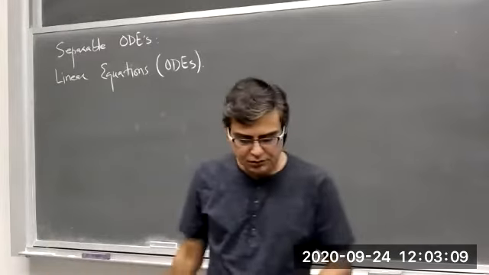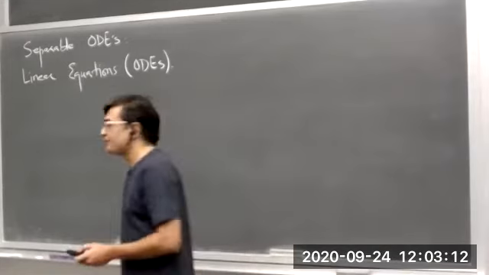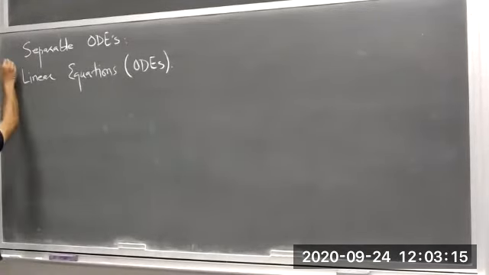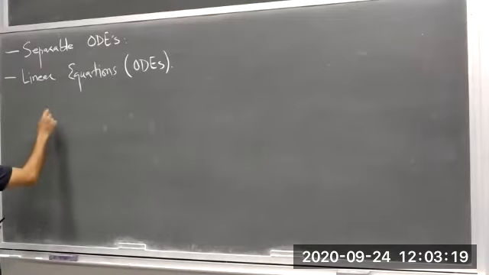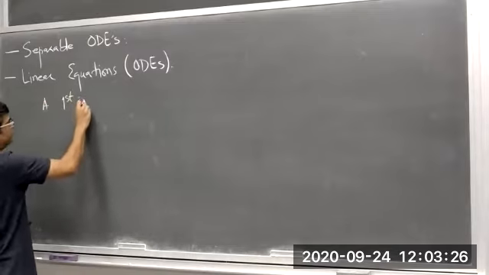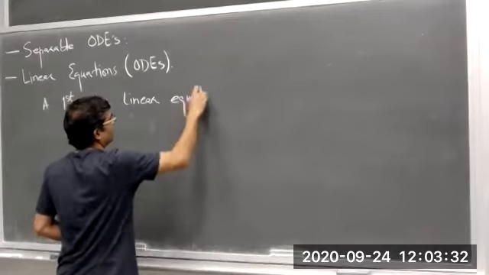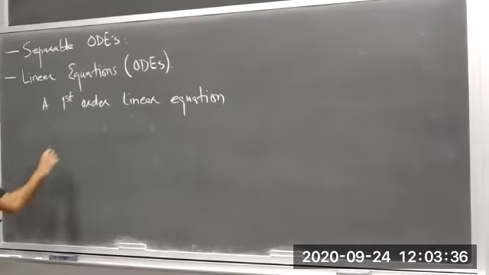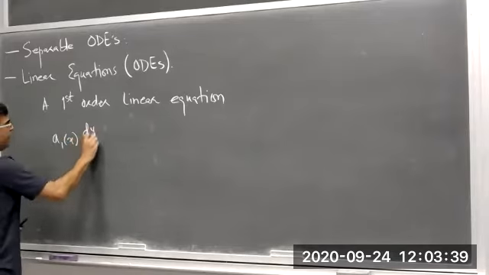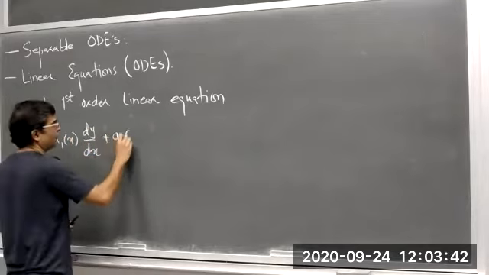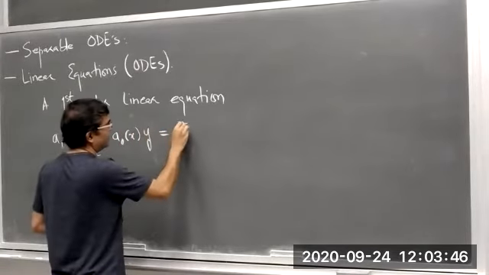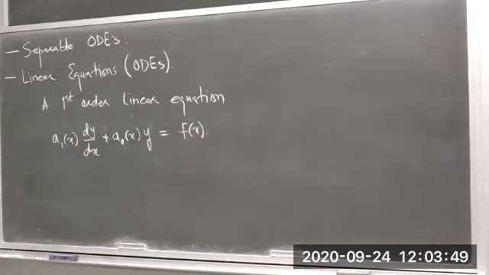So I told you previously what a linear equation is. A first order linear equation is basically a1 of x dy by dx plus a naught of x y is equal to some function, maybe f of x. We can write this linear equation into the standard form.